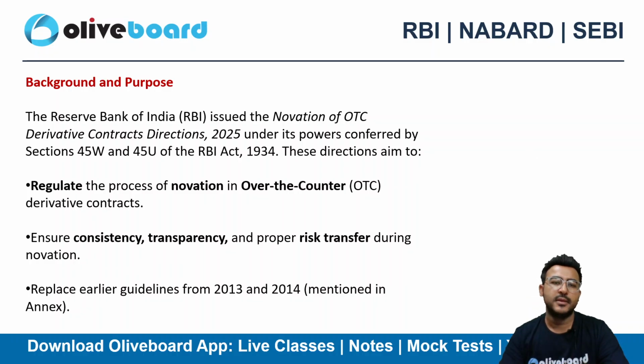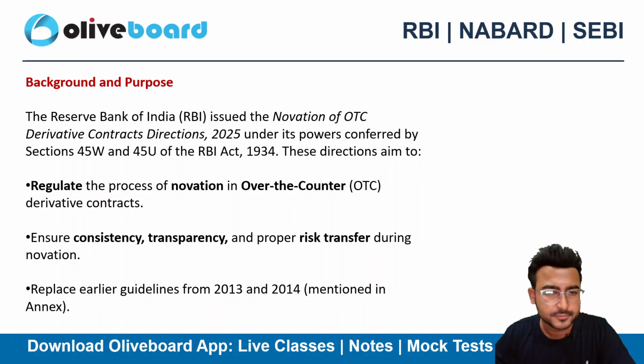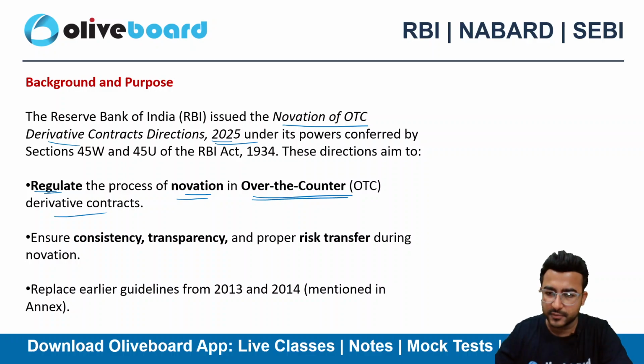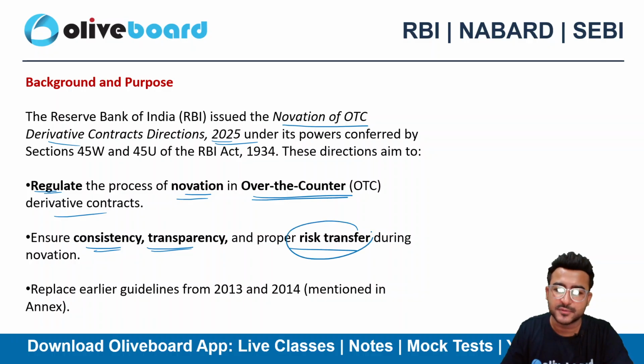Let's have a quick look at this particular draft directions, what RBI is trying to say here. As of now, we have just covered the definitions. We have just understood what is OTC, what is novation, right? So the Reserve Bank of India has issued the draft directions on Novation of OTC Derivative Contracts 2025. These directions aim to regulate the process of novation in over-the-counter derivatives. Okay, why are they doing it? They are doing it to maintain consistency, transparency, and proper risk transfer.